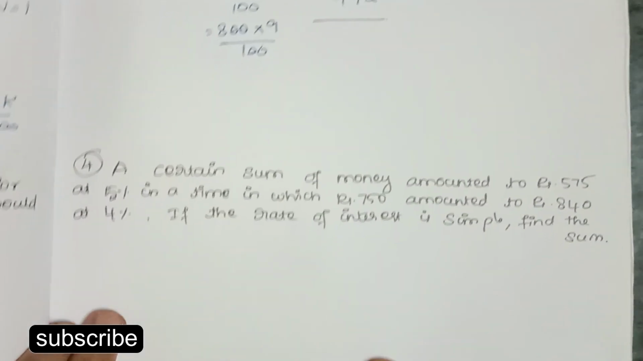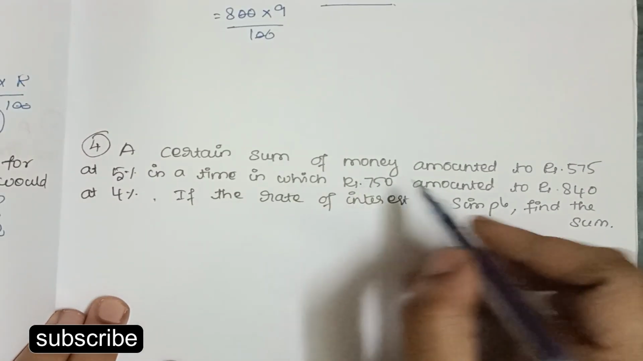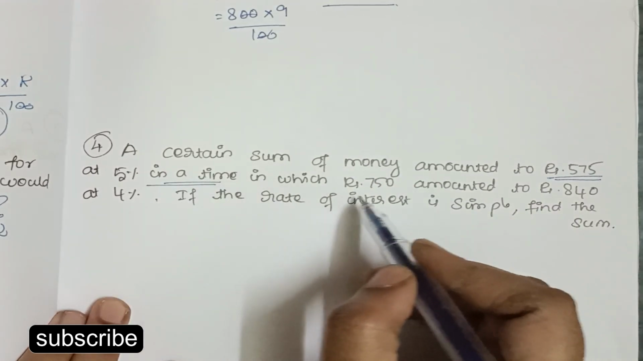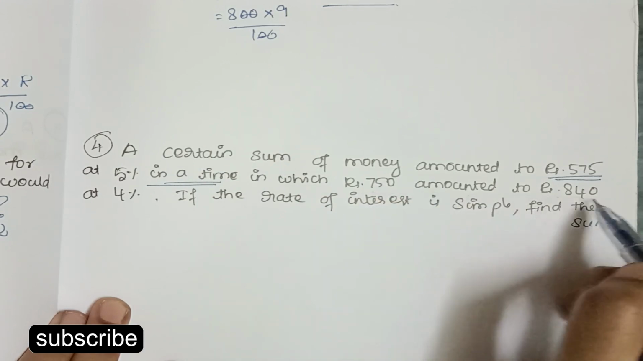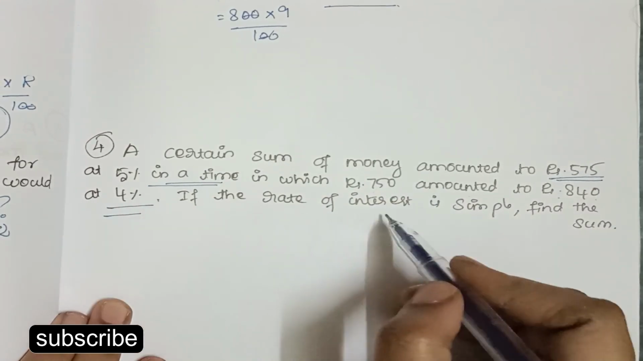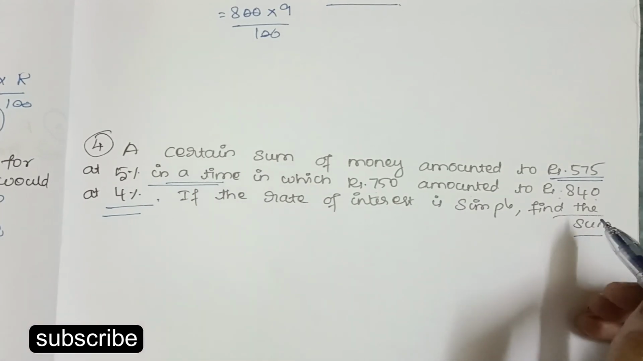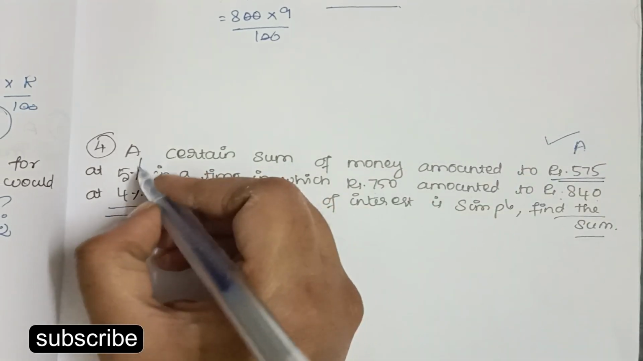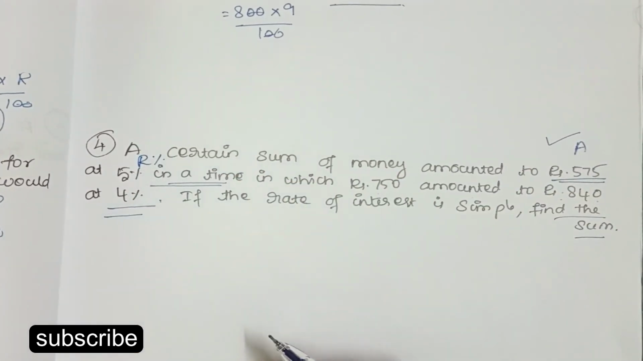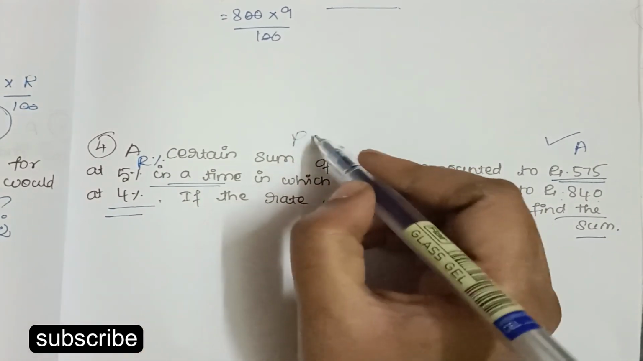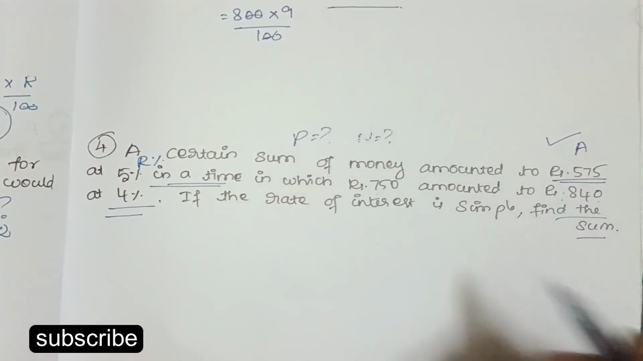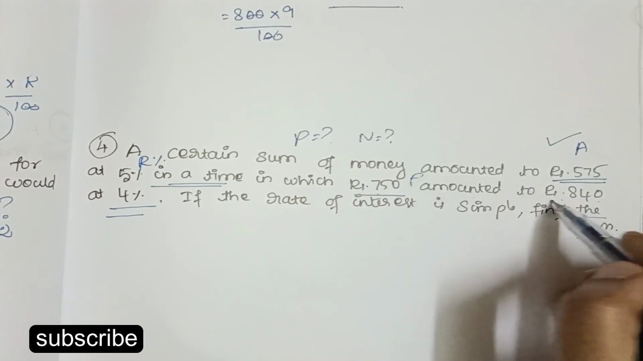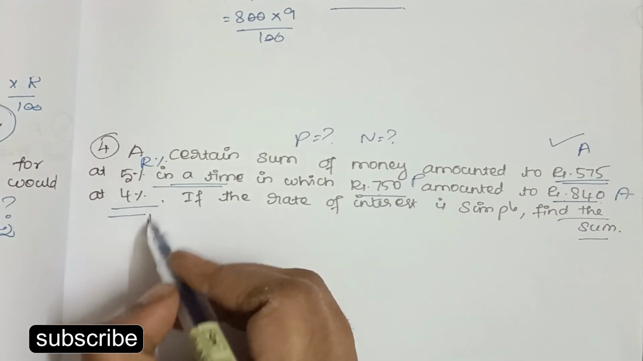Let us go to solve another problem. A certain sum of money amounted to rupees 575 at 5 percentage in a time in which 750 amounted to 840 at 4 percentage. If the rate of interest is simple, find the sum. In the first line, amount is given and rate of interest is given. We don't know the principal amount and number of years. But in the second line, they give the principal value, the amount value, and the rate of interest.